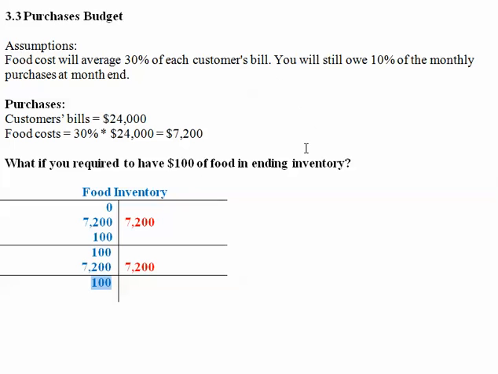So that's how you figure out purchases. You take the beginning balance, add your purchases, subtract what you're going to sell, figure out what level you want to have in your inventory, and that will be your purchases for the first month. And then thereafter, all you need for purchases is the amount you need to support that month's sales and only that month's sales.